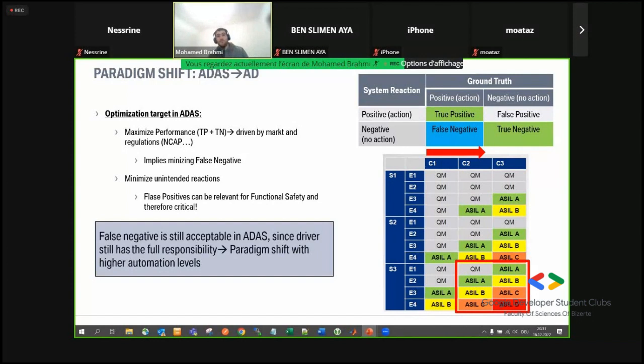But if now we move to automated driving, where the car has to do everything by itself and the driver is not requested anymore to be in the loop, then in that case these false negatives become not acceptable anymore.